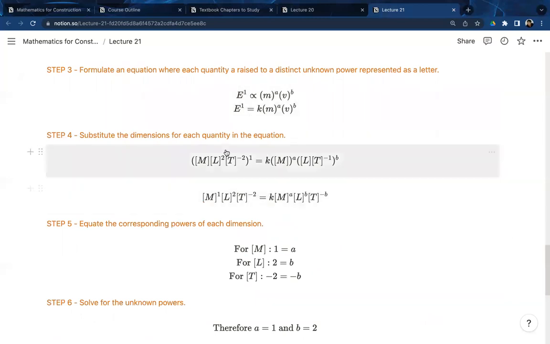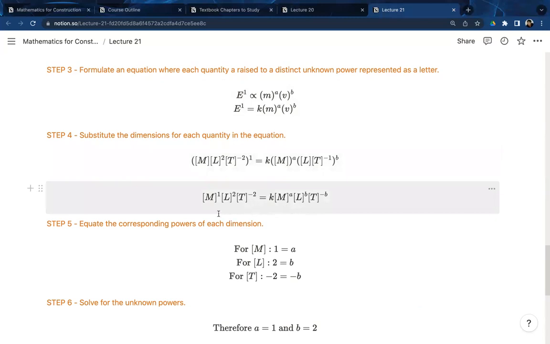Then what we need to do is substitute dimensions for each quantity. So E has these dimensions to the power 1. That's the left hand side. On the right hand side, M is raised to the power A, so that dimension is M. And V has these dimensions raised to the power B. So we're doing dimensional analysis of this equation now, right? K is a dimensionless quantity, it's like 4, 5, it's just a number. So you could kind of ignore it here, right?